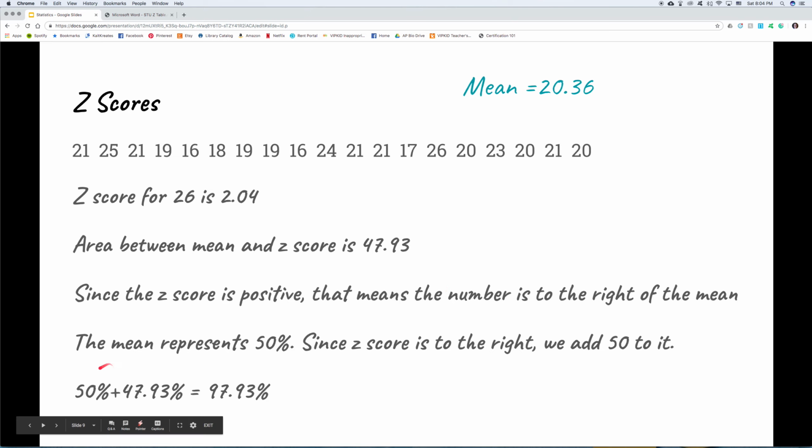And again, the mean is the 50% mark. So you take that 50% mark, and since the z-score is to the right, we're going to add 50 to it. So we add this 50% to the area. So 50 plus 47.93, we end up with 97.93%. So that's how you do it if you are looking at the table in the book. So you have to do some math, a little bit of addition, subtraction, a little bit more complicated extra step.